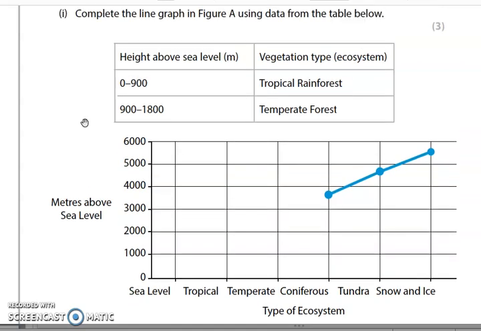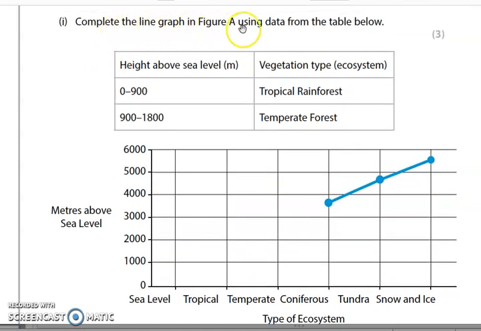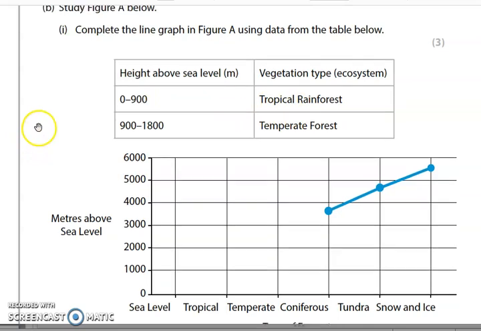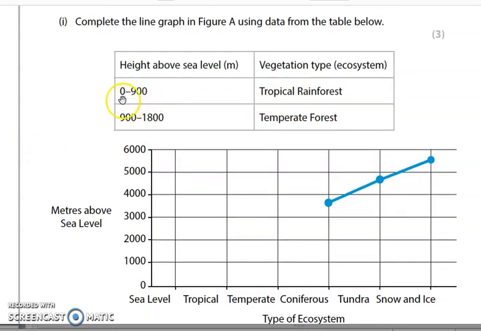So what we need to do here is complete the line graph. So the first thing you'd need to do is to plot the data. So the tropical rainforests, we would need to plot between 0 and 900. So here we have the sea level. The tropical rainforests start at 0 and go up to 900 here. The temperate forests then go from 900 to 1800. So we'd go from 1 dot here to another dot here.